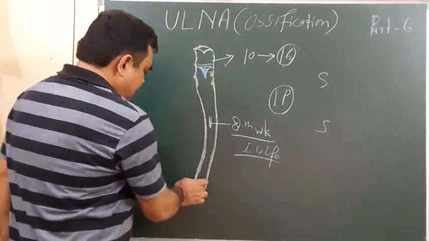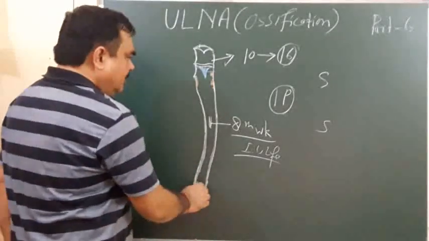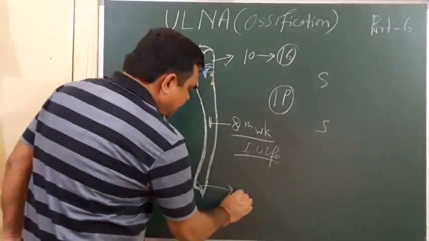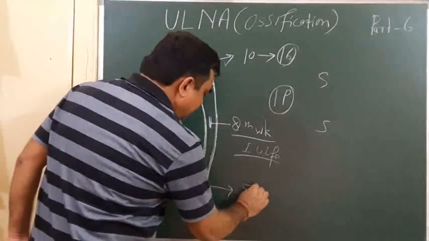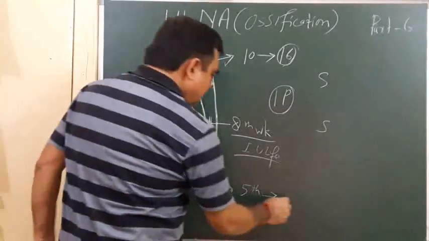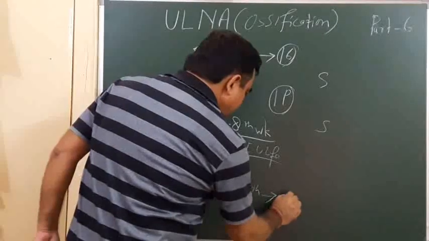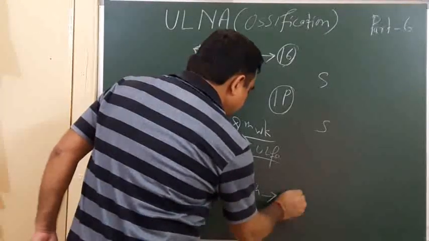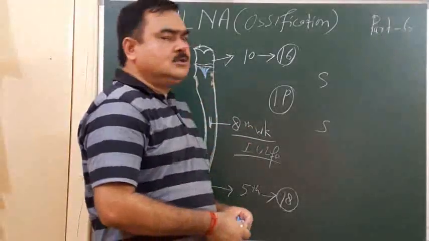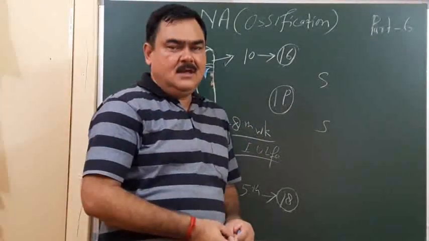Here, this is the lower end. For the lower end, secondary center appears during the 5th year of life, and it fuses with the shaft, or it ossifies, during 18 years of life. So this is all about the ossification of the ulna.